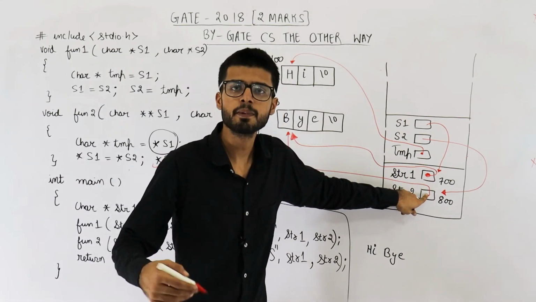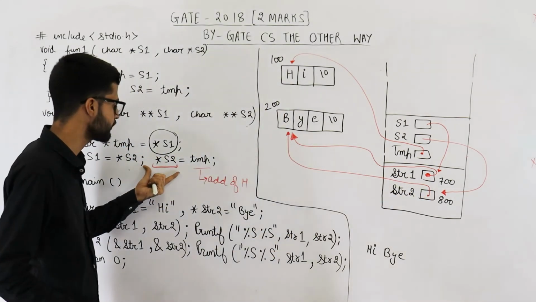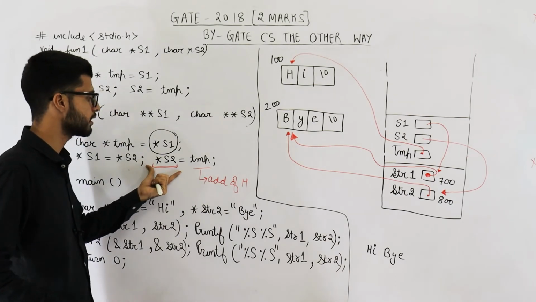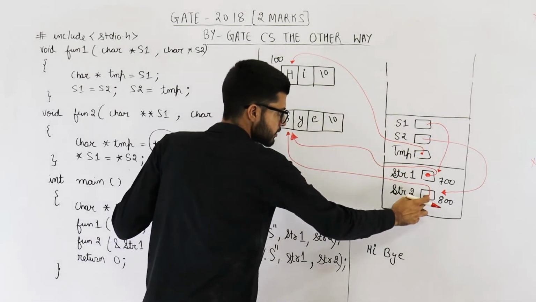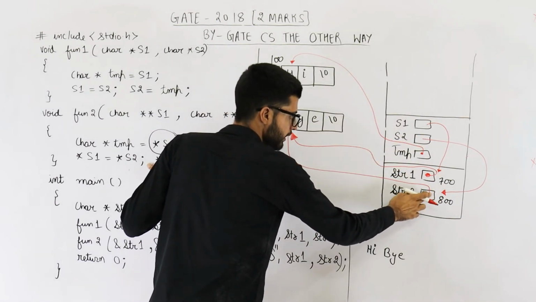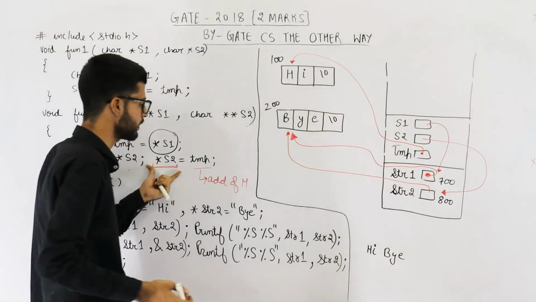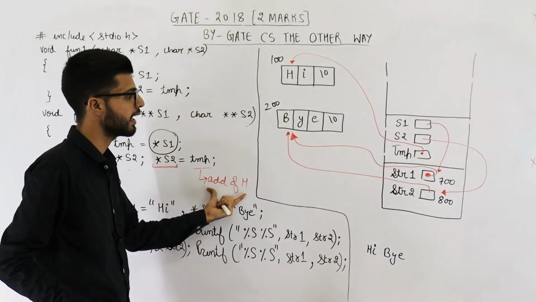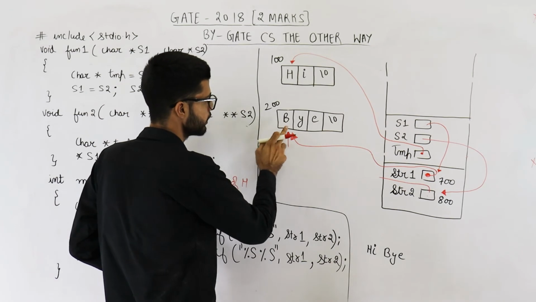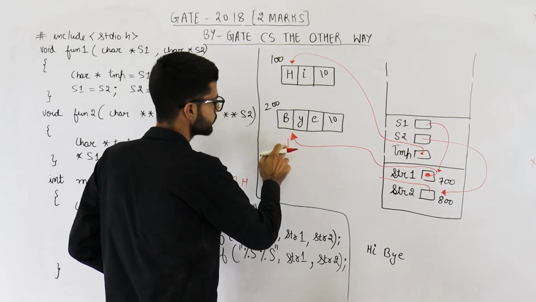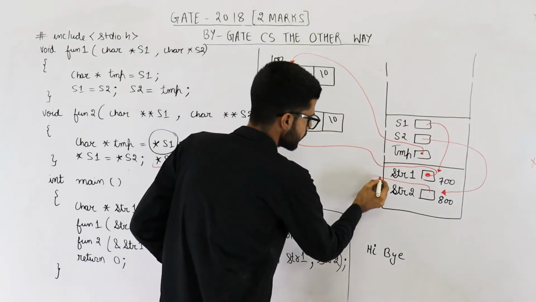So we are trying to update this value. It is written in left side. So you are trying to update the value present at address S2. S2 contains this address. That means here you want to update. So what is the new value that has to be saved here? It will be the address of H. That means this S2 will now start pointing to H. Okay. Like this.